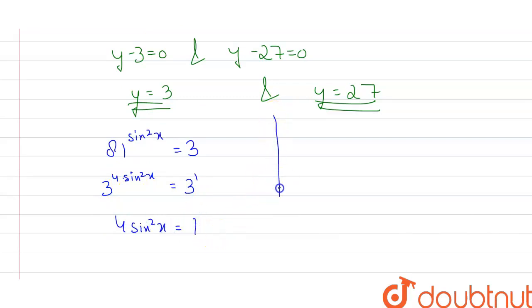Now similarly, if I move to this part, we have 81^(sin²x) equals 27.